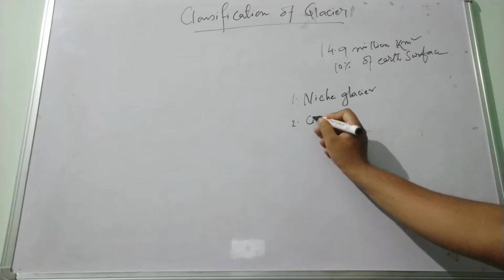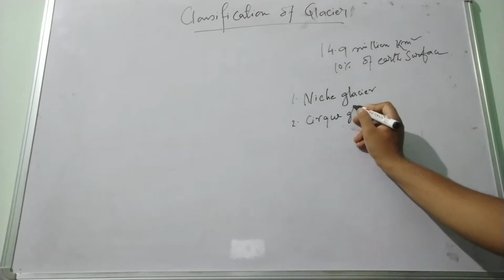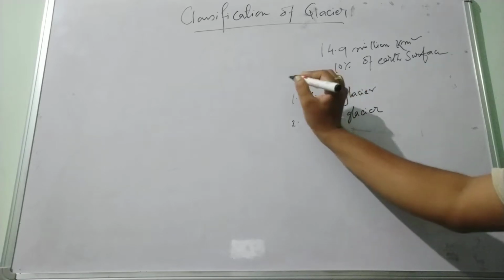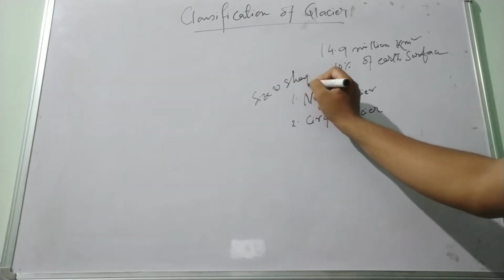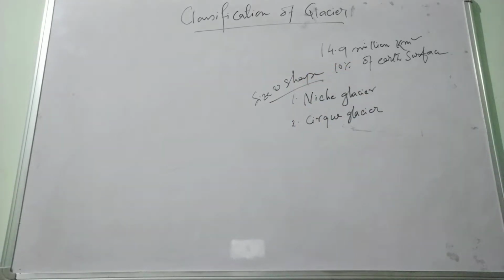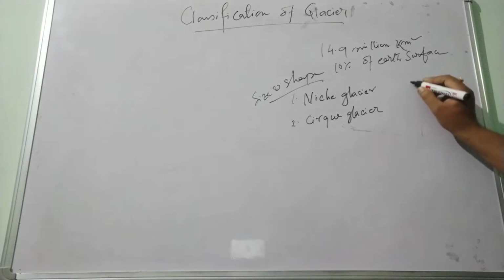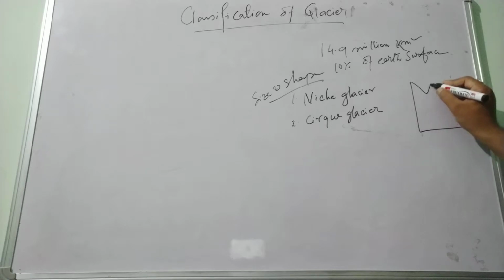Sharp glaciers. These are based on size and shape. The sharp glaciers especially occupy the sharp basin, the landform developed due to the erosional work of the glacier, the armchair shaped landform. So the glaciers found on the armchair shaped landform are known as sharp glaciers.